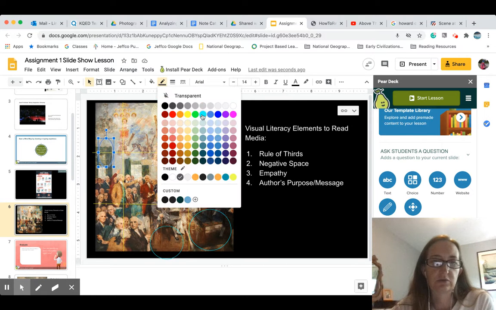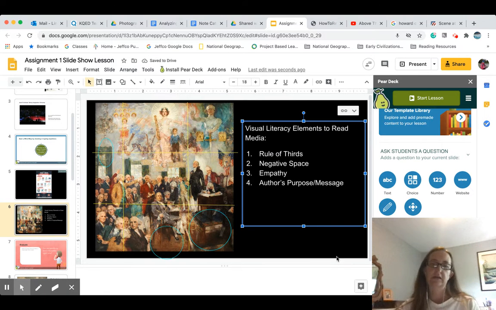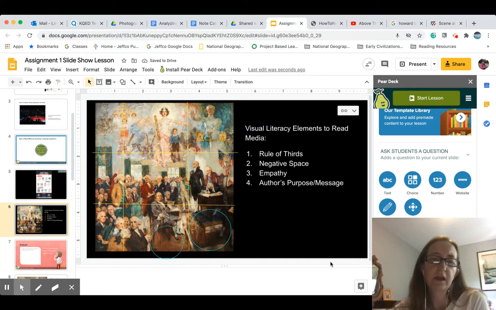Now, the third element that we're going to discuss is empathy. Empathy is our ability to feel and connect to what the author is presenting. Now, in this photo, we see lots going on, and the author's intention and the point of empathy is really helping us to empathize with the idea that this is a very significant moment in United States history. The author is also wanting us to recognize that there is a lot of energy and emotion happening in the painting, and that's another means of conveying empathy.